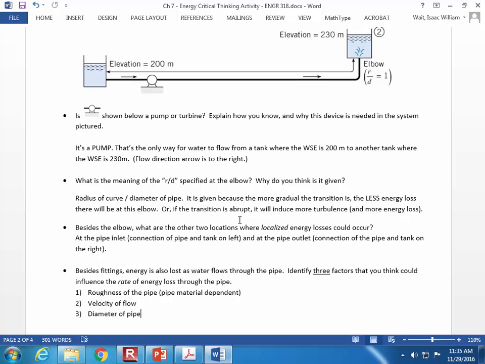How many of you got the R to D figured out correctly? You managed radius to diameter. So I'm curious to know, in your own words, why it might matter. Why do you think it's given? What did you write on the page there? Anyone willing to share? Yeah, go ahead.